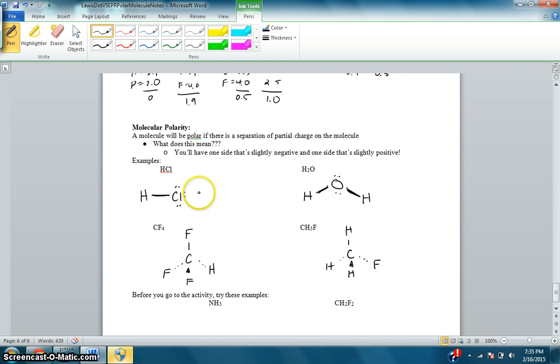All right, so here's what I'd like you guys just to do for class today. I would like you guys to go ahead and figure out, do these things have polar bonds or not? I'm going to do these first two for you. Oh, that should be an F, not an H, my fault. I'm going to do these first two for you. I'd like you guys to go ahead and try these two.